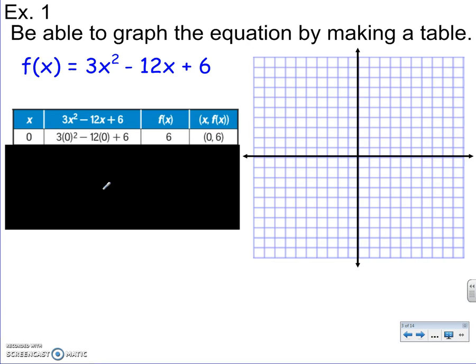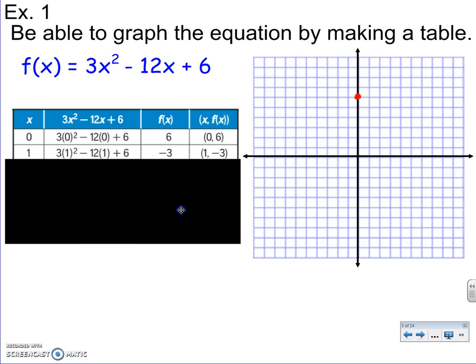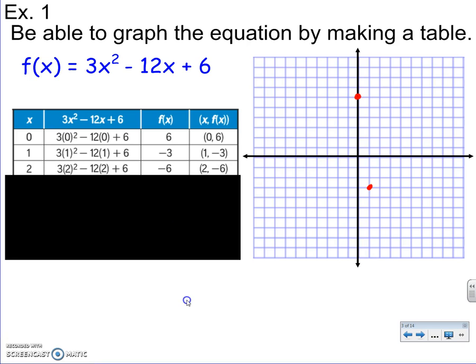I'll put a dot there. 0, 6. Alright, now I do the next one. I put a 1 in. Well, when I fill it in and simplify, I get negative 3. So my next point would be 1, negative 3. Put a dot there. I could try plugging in 2. I plug it in, simplify for y, I get y equals negative 6. So my next point would be 2, negative 6.